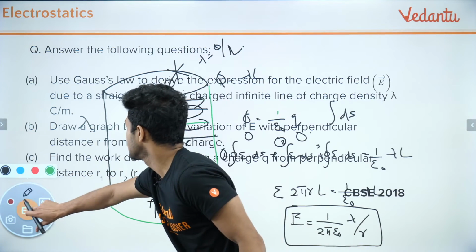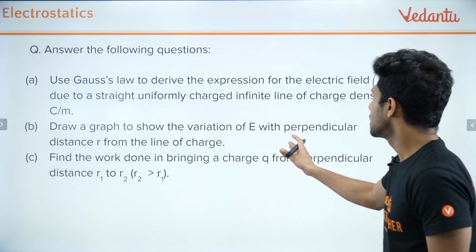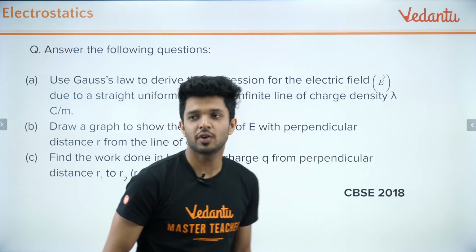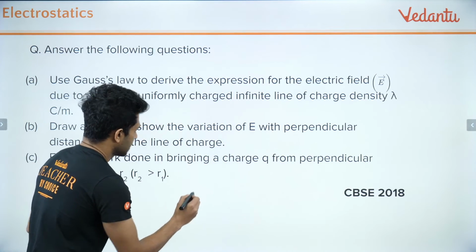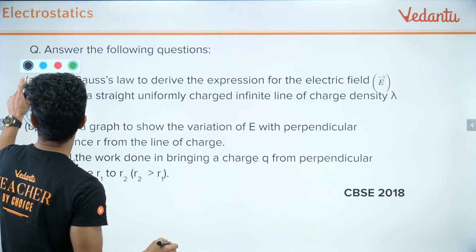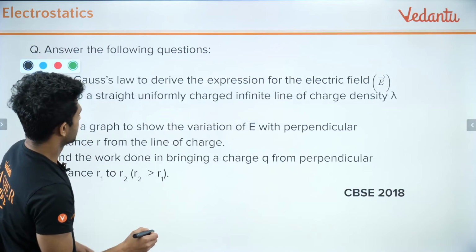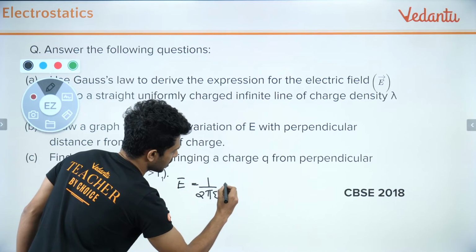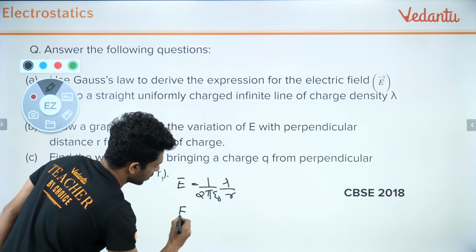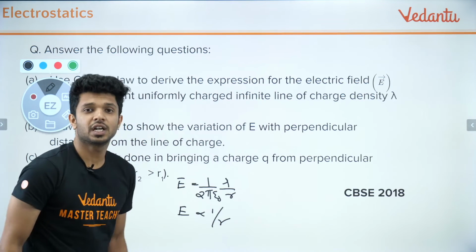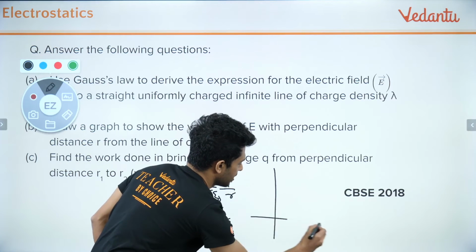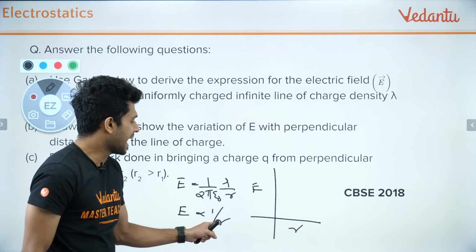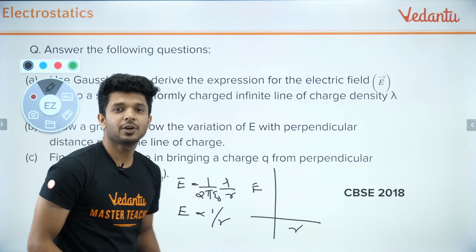Next part of the question. Draw a graph to show the variation of E with perpendicular distance r from the line of charge. So how will you draw the graph? What was the formula we got? E is equal to 1 by 2 pi epsilon 0 lambda divided by r. So E is proportional to 1 by r. How will I draw the graph of E versus r? As r value increases, what will happen to the electric field?